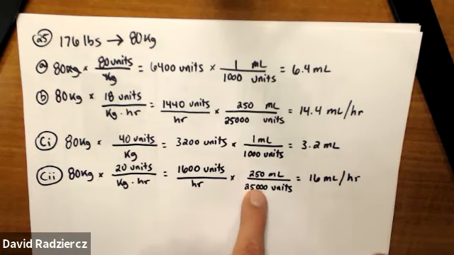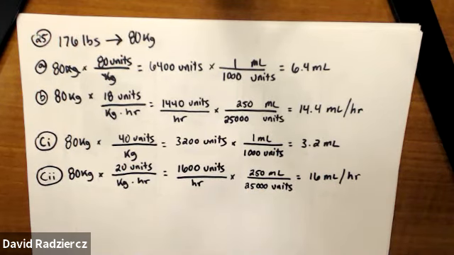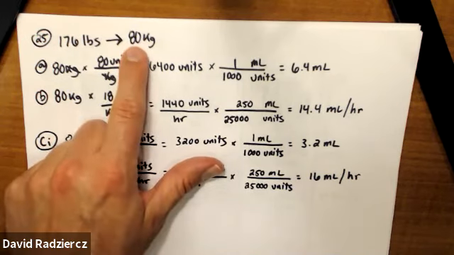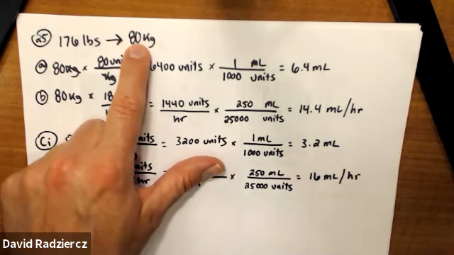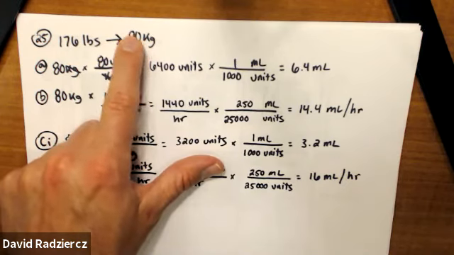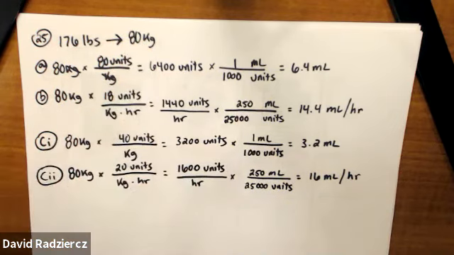Now 250 over 25,000 is equal to 1 over 100, which is why I was saying 100, in case you're wondering. If for some reason you do a patient's weight and you get something like 80.2345, whatever decimal, just make sure you round to the nearest tenth before you do any other calculations.